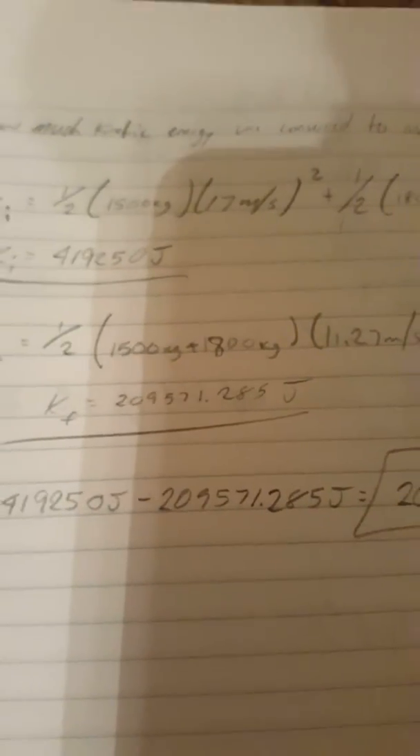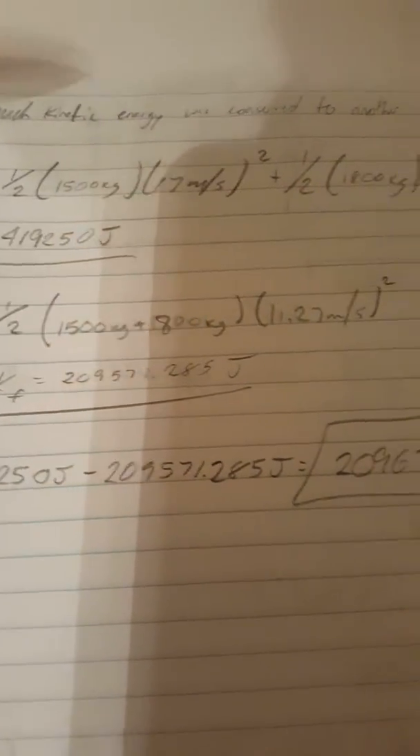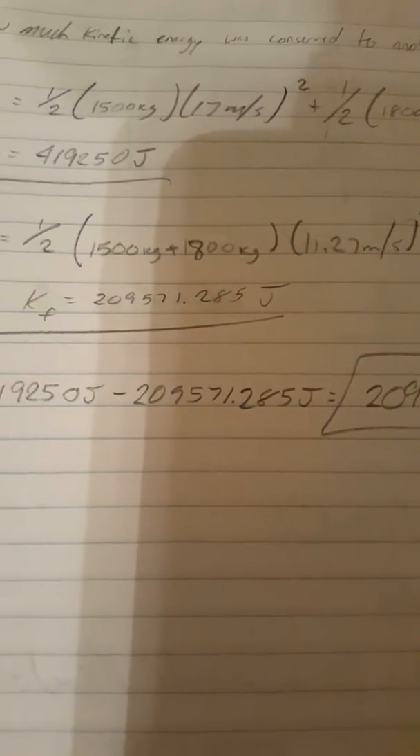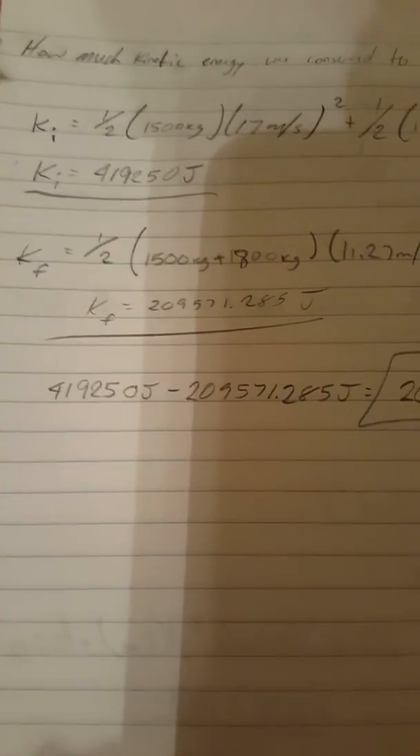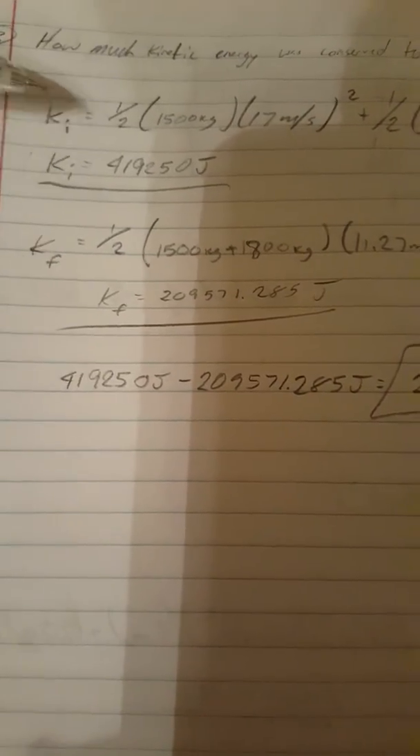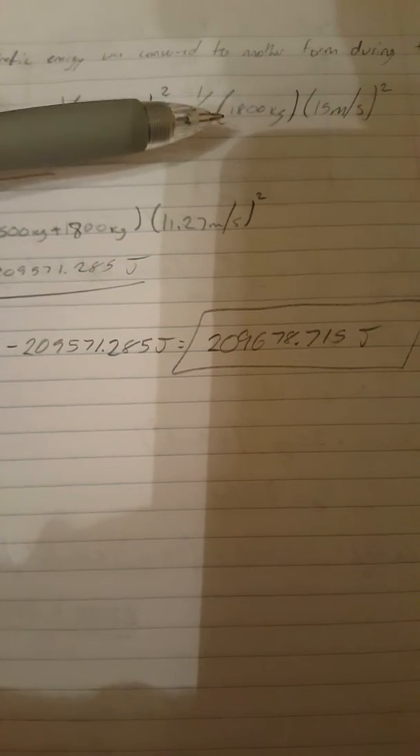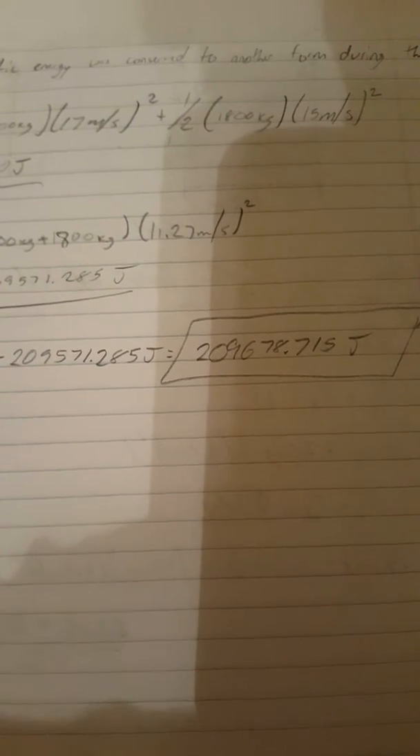Now we need to figure out how much kinetic energy was conserved to another during the collision. The initial kinetic energy, what I would do here is one half multiplied by 1,500 kilograms times 17 meters per second squared, plus one half times 1,800 kilograms times 15 meters per second squared. I'm going to get 419,250 joules.